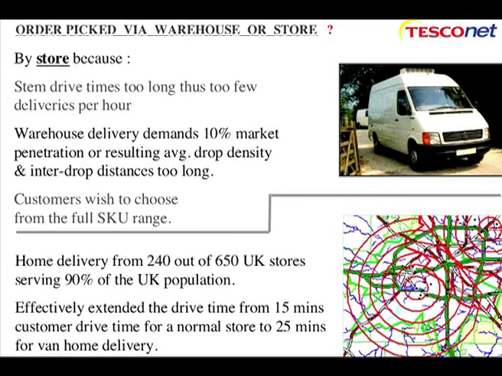In Tesco, home delivery is from 240 out of 650 UK stores, serving 90% of the UK population. Each customer is within 15 minutes drive time of a store, so effectively it extends the drive time from 15 minutes customer drive time for a normal store to 25 minutes from van home delivery. So each van goes out for a maximum stem drive of 25 minutes, drops its loads and goes back to the store.